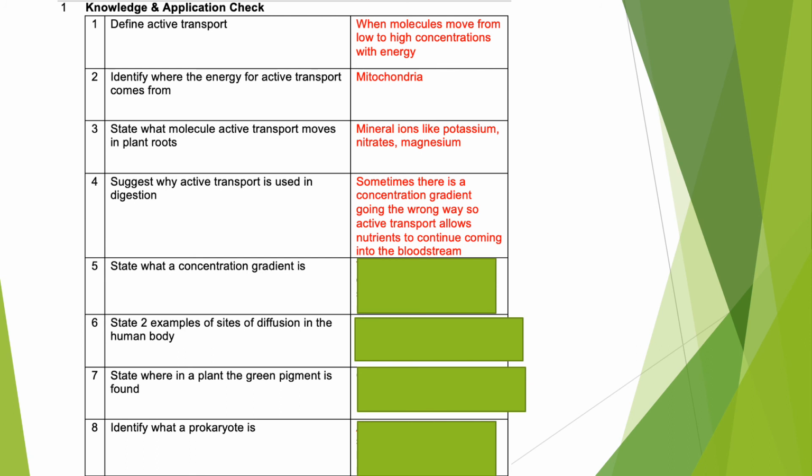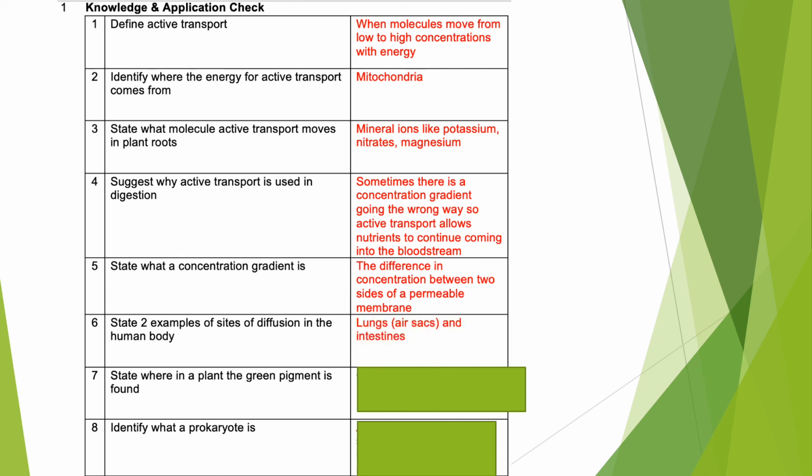Number five, state what a concentration gradient is. So a concentration gradient is the difference in concentration between two sides of a membrane. Okay. Number six, state two examples of sites of diffusion in the human body. These are just examples of where you can find diffusion. So the lungs is a very, very important one. And your intestines. I know that I said active transport goes on there, but so does diffusion. Okay, both occur at the same time.